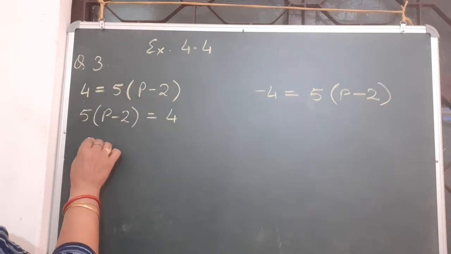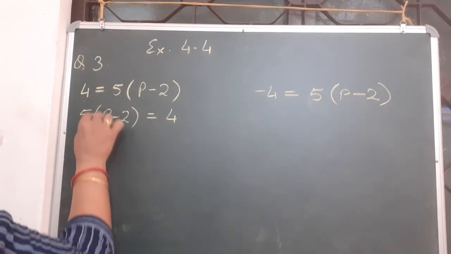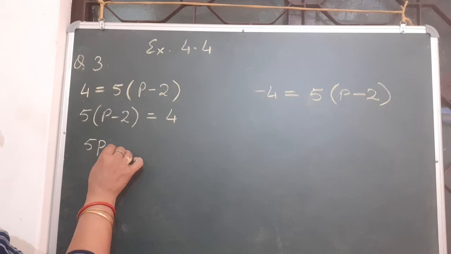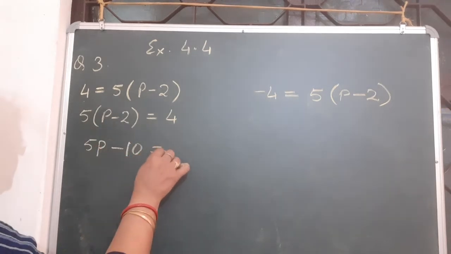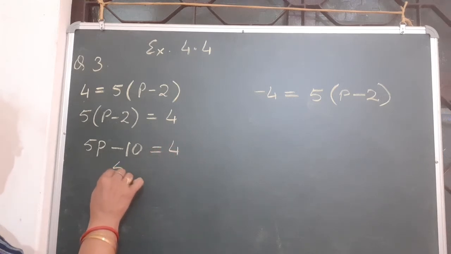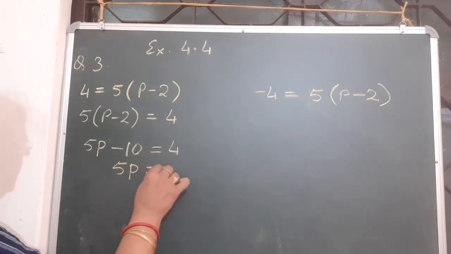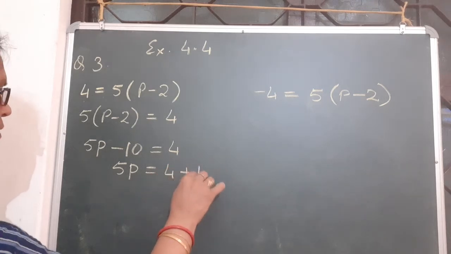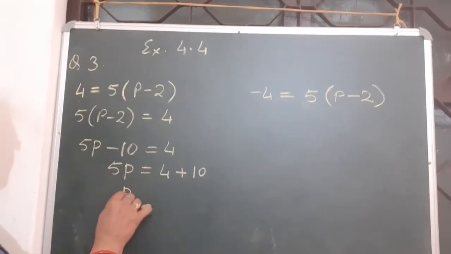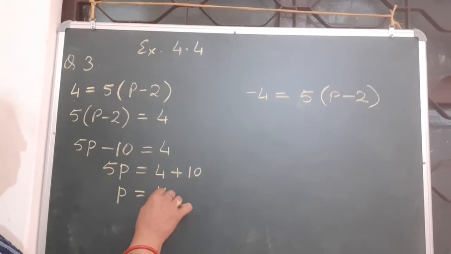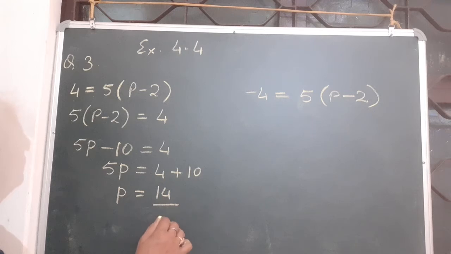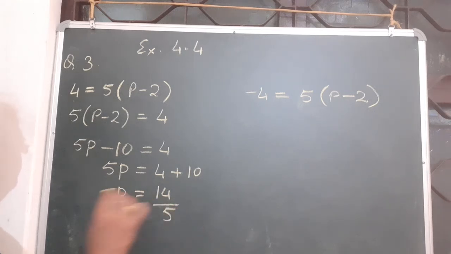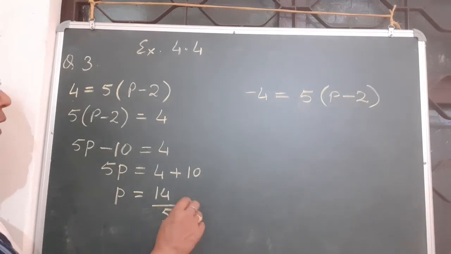5 into p gives 5p and 5 into minus 2 gives minus 10. 5 2s are 10 and this is equal to 4. So 5p is equal to 4 plus 10. Therefore p is equal to 14 upon 5. So this is your answer.